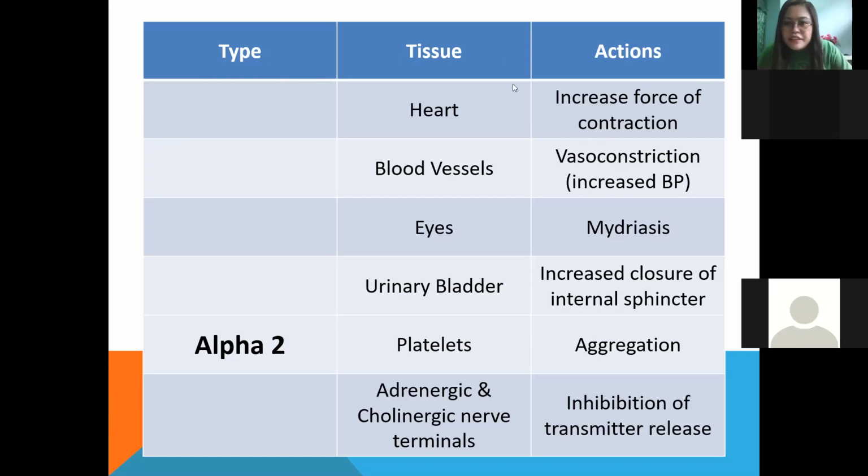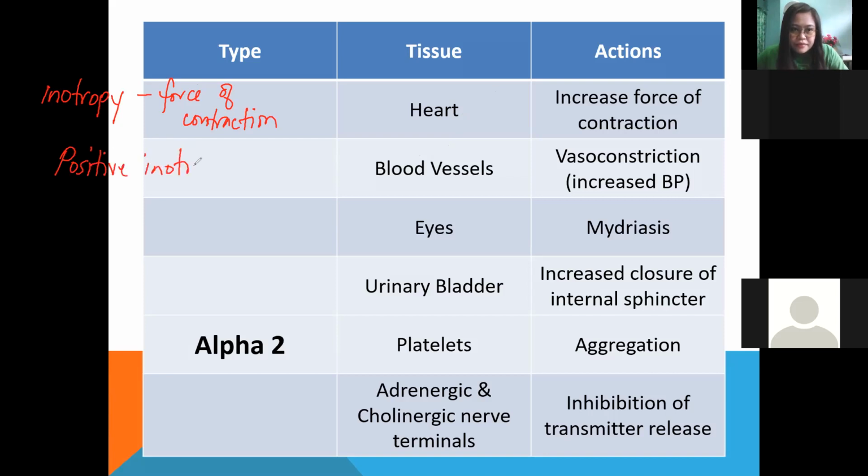Okay? Continue tayo. So, I ended with the heart, no? So, mag-increase ang force of contraction. Medical term for that is inotropy. Okay? When I talk about inotropy, I'm referring to the force of contraction. So, if nag-increase ang force of contraction, we call it positive inotropy.